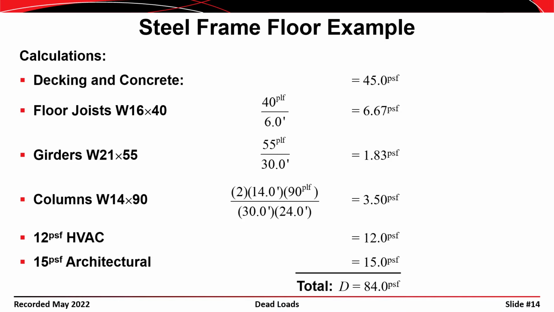We have columns that are 90 pounds per linear foot, and we have two of them attributed to each bay. And the bay has an area of 30 feet by 24 feet, so the columns would have a weight of 3.5 pounds per square foot. And then finally, when you consider the HVAC and the architectural, we end up with a total dead load, in this case, of 84 pounds per square foot.